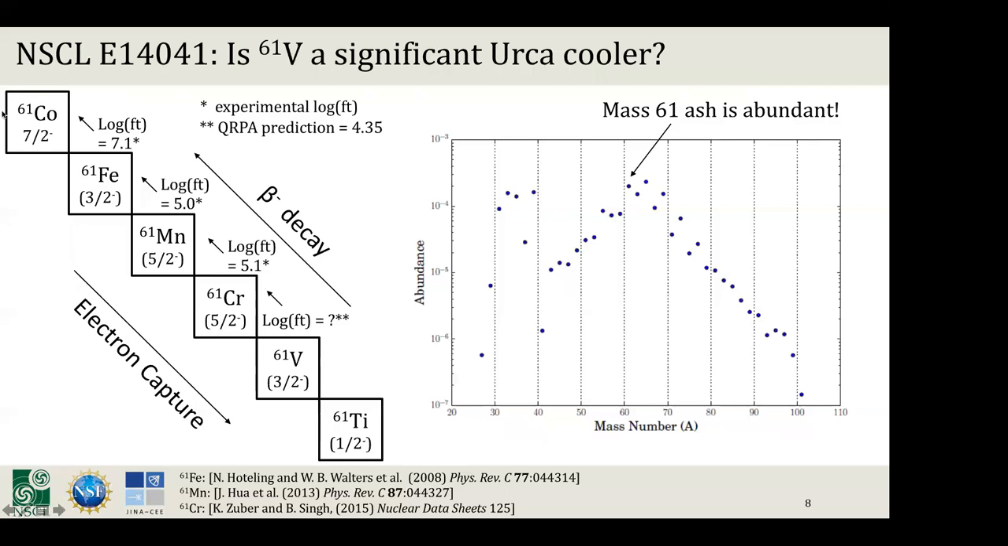So the question here is whether vanadium-61 is a significant Urca cooler. A equals 61 is a really good candidate. The mass 61 chain is a good candidate for strong Urca cooling for two reasons. One is that the mass 61 ash is abundant. If you look at the plot on the right, these are the odd A abundances for a typical X-ray burster, and you can see that mass 61 ash is very abundant. It's the second most abundant odd A mass.